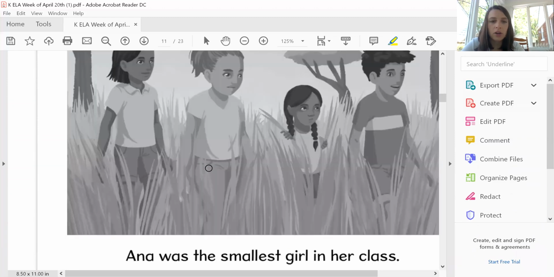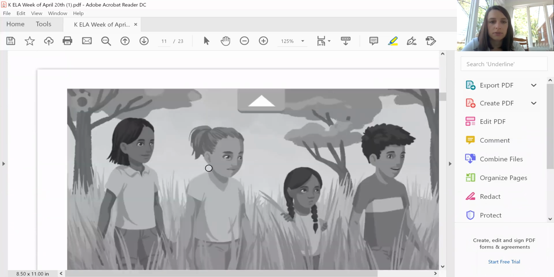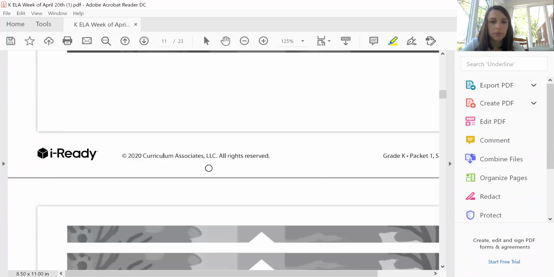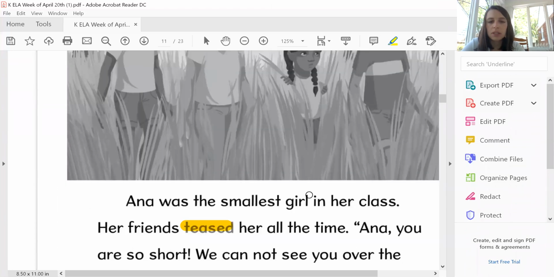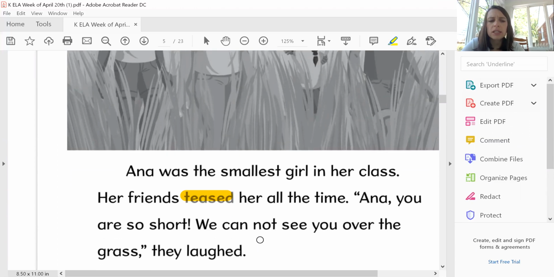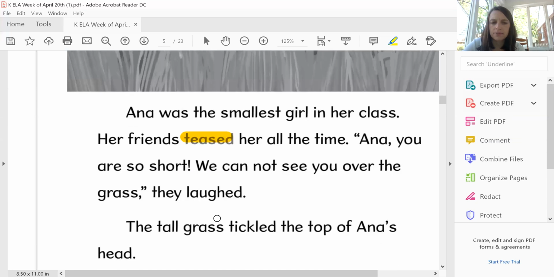So why are her friends teasing her? Remember, here's the picture to help us. Anna was the smallest girl in her class. Her friends teased her all the time. Anna, you are so short. We cannot see you over the grass, they laughed.